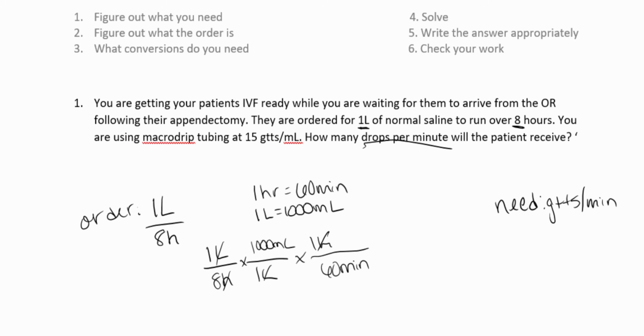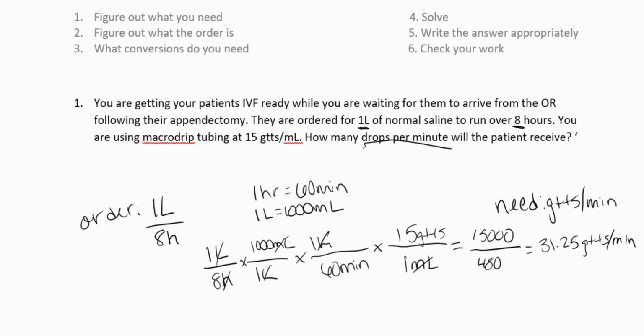Now we need to get to drops per minute. So we want to get rid of this ml right here. We're going to put our drops up top, 15 drops per 1 ml, and that is going to cross off our ml, and we are going to be left with drops per minute. So we know we're ready to solve. We multiply across the top and we get 15,000, and then multiply across the bottom, we get 480. Divide them out, and we get 31.25 drops per minute, and that is our answer.